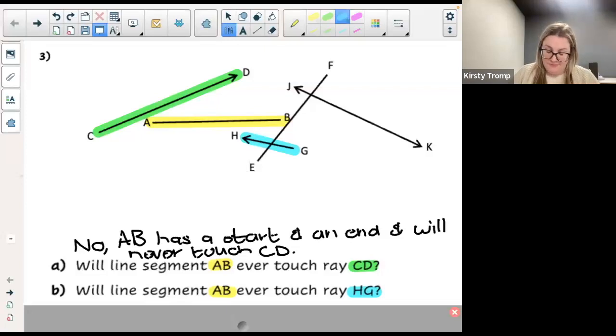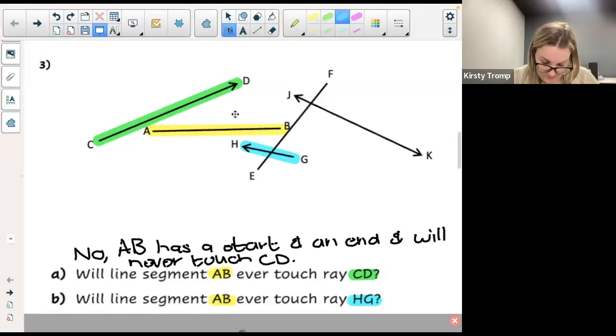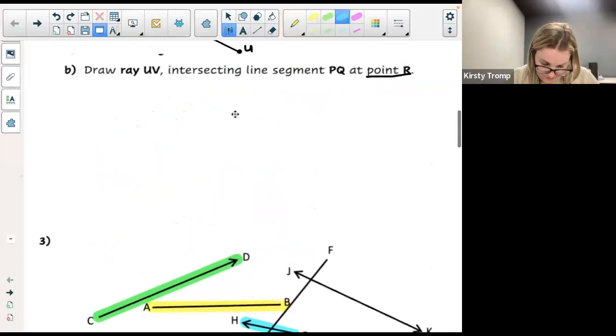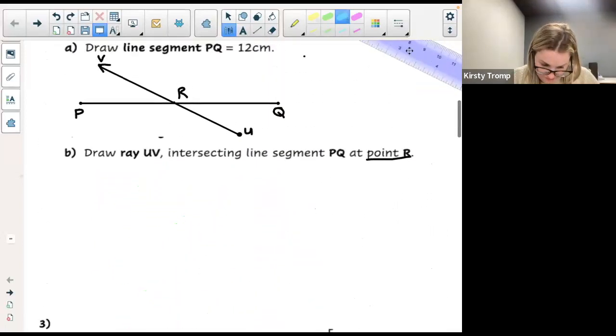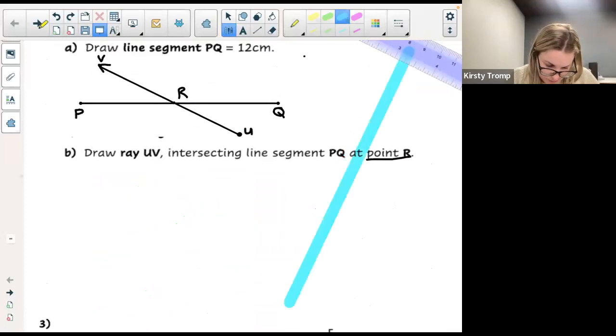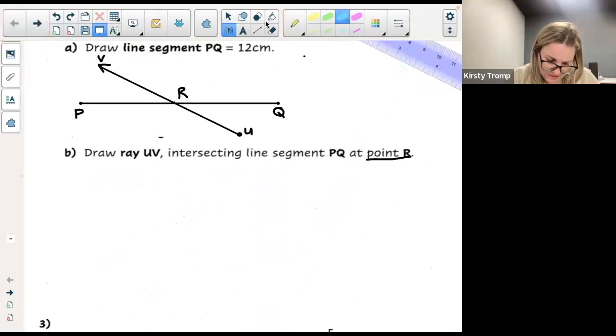Ma'am, I don't have an answer. I have a question. Okay, and Paul, what's your question? So in school, will they give us different symbols for like a ray or a line segment? Okay, what's the symbol they gave you? And Paul, do you know what the symbol they gave you was?